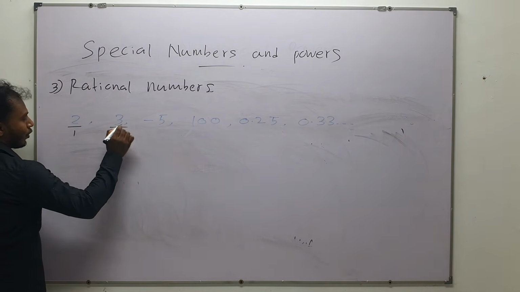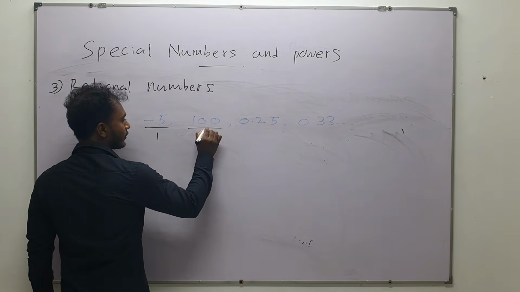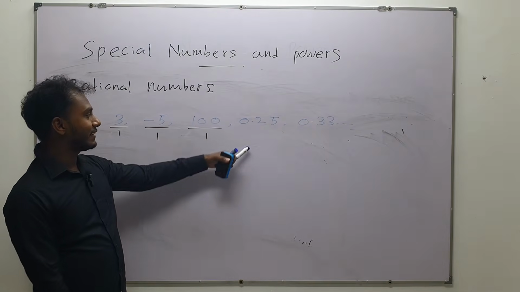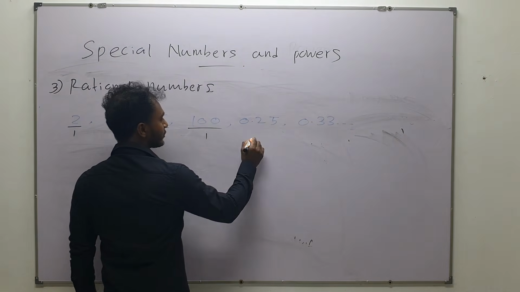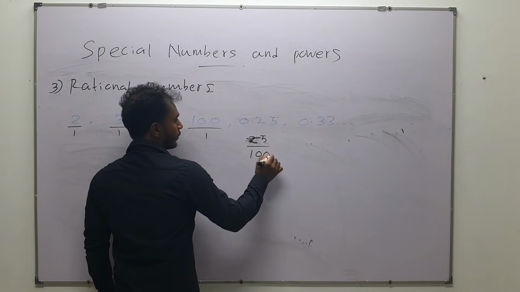So this also 3 over 1. Here also -5 over 1. Here also 100 over 1. Here, what over what? This is a decimal, right? So, but we can write this as what? 25 over 100. Do you agree with me?